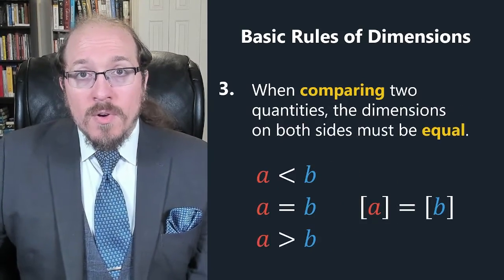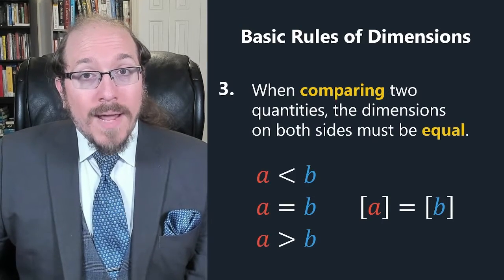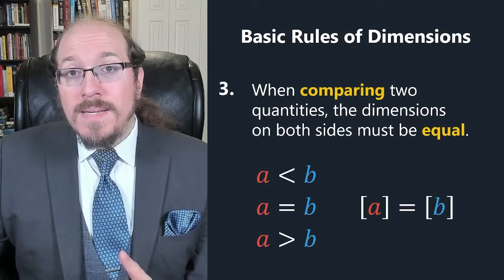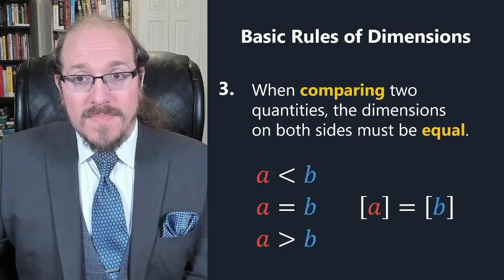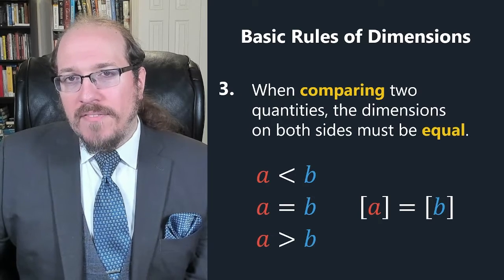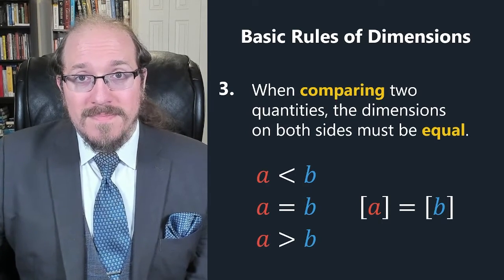Finally, our third rule says that whenever we compare two quantities, like in an equation or an inequality, the dimensions on both sides of the comparison have to match. That's going to be useful when we try to figure out an equation relating different quantities together.